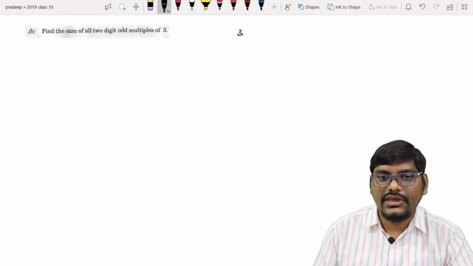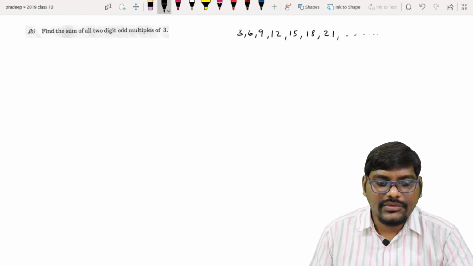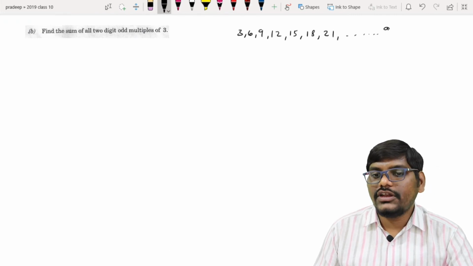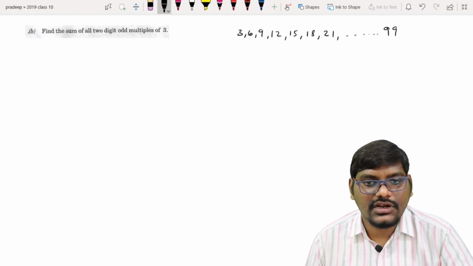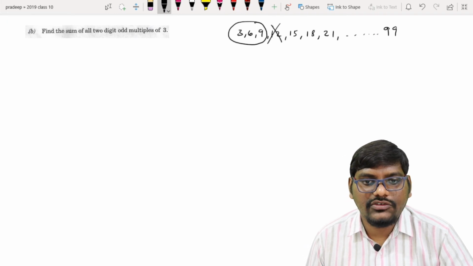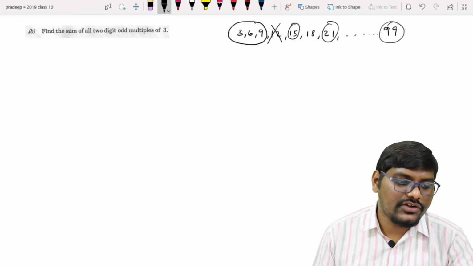In the 3 table we have 3 ones are 3, 3 twos are 6, 3 threes are 9, 3 fours are 12, 3 fives are 15, 3 sixes are 18, 3 sevens are 21, and so on. We should go through all the 2-digit multiples of 3, which means the last number will be 99. But we should go with odd multiples only, that too 2-digit. So we should not take 12, we should take 15, and we can take 21, and 99 also. So we can only take the odd multiples.